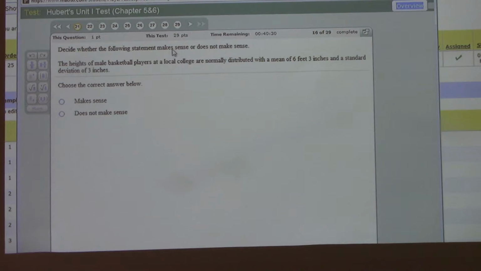Decide whether the following statement makes sense or does not make sense. The height of male basketball players at the local college are normally distributed with a mean of 6'3" and a standard deviation of 3 inches. Does that make sense? Yes. What would not make sense would be saying 6 feet 3 inches and a standard deviation of 2 miles, or something like that, something that didn't fit.